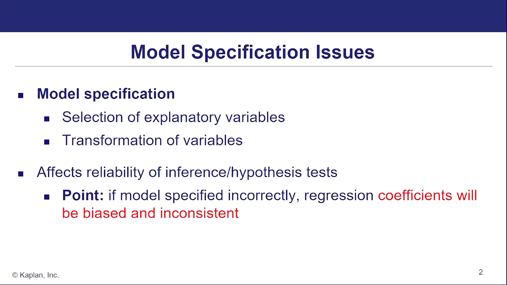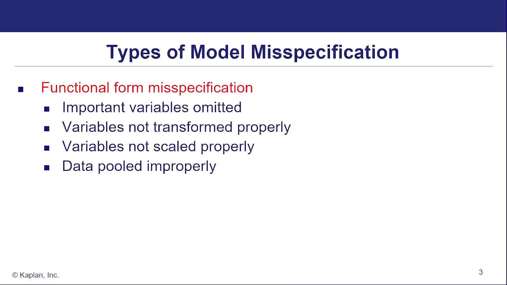The second issue pertains to transformation of variables. Now, if a model is misspecified, then it creates problems with respect to hypothesis testing, and problems with the reliability of the slope coefficients. The slope coefficient may be biased or inconsistent. Now, there are four types of misspecification. The first one is where important X variables are excluded. They should have been included but were omitted.